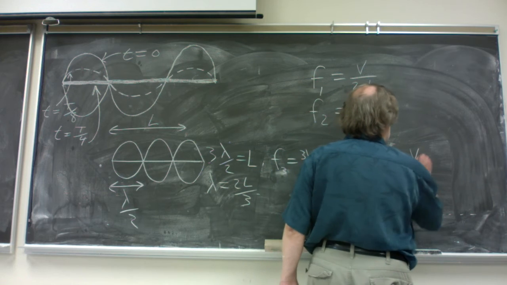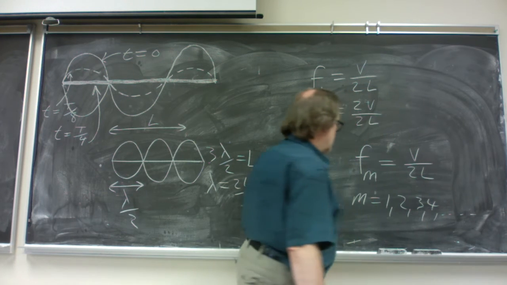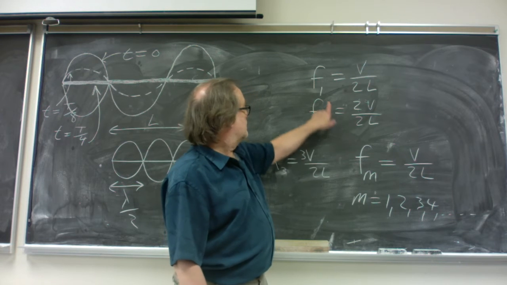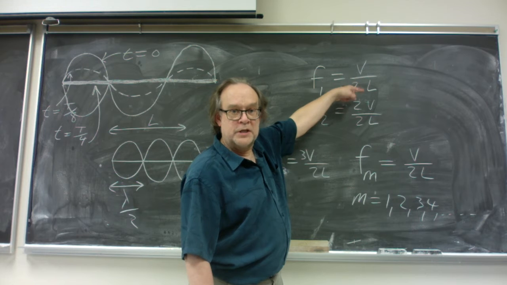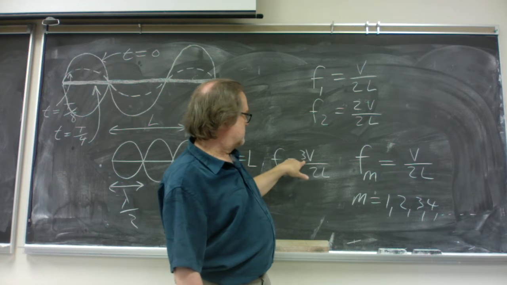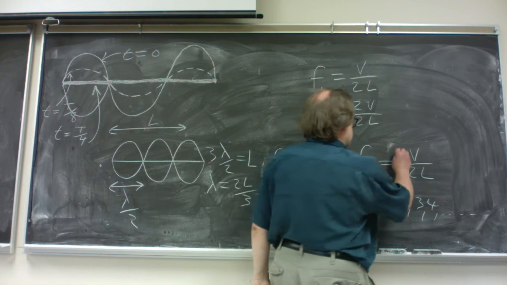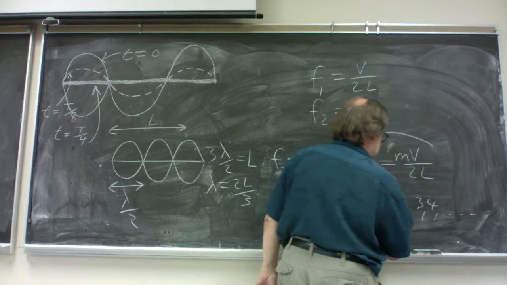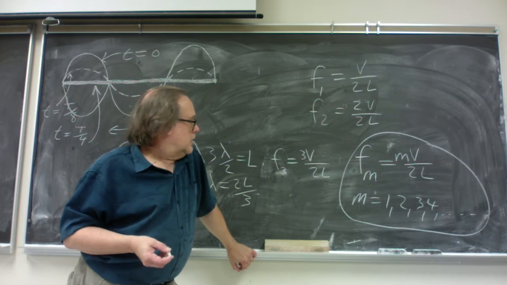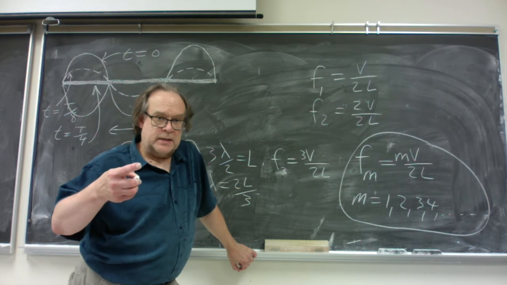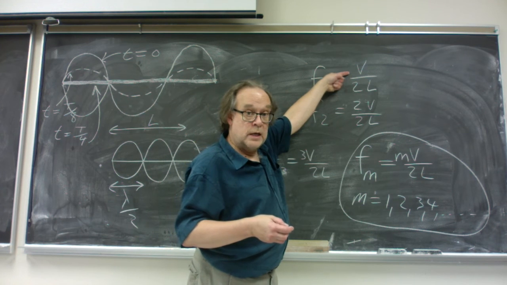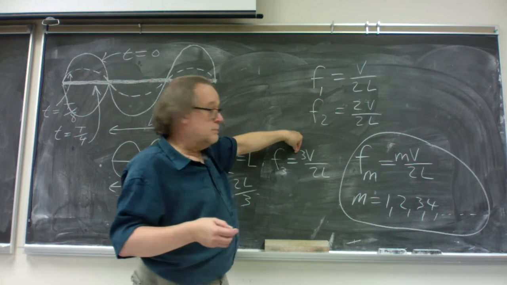The lowest frequency is speed over 2L, and then the integer that you multiply by is m. Right? Here m is 1, so 1 times that. Here m is 2, so 2 times that. Here m is 3, so 3 times. That's the key. And go back and think for a second. m was 1 here, m is 2 here, m is 3 here.